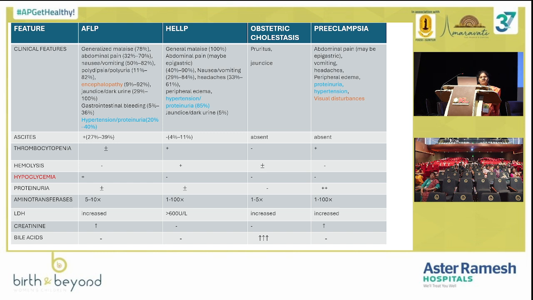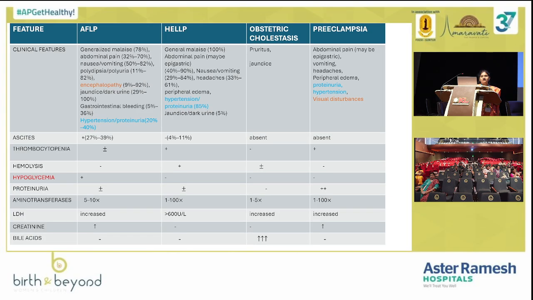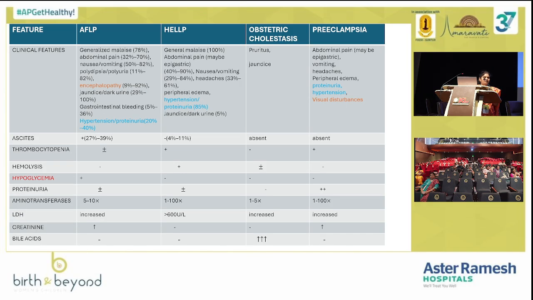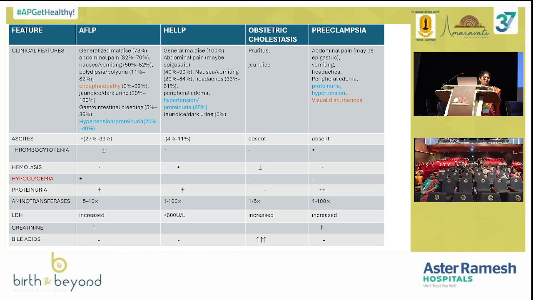If you see the clinical features, generalized features like pain abdomen, generalized malaise, vomiting and nausea will be there in almost all the conditions. The only clinical feature which is specific to obstetric cholestasis is pruritus, which we may not see in the other three conditions. The pruritus especially starts in the palms and soles, then becomes generalized. So those symptoms are very specific to cholestasis. The other symptoms are similar in all three conditions, AFLP, HELP and severe preeclampsia.